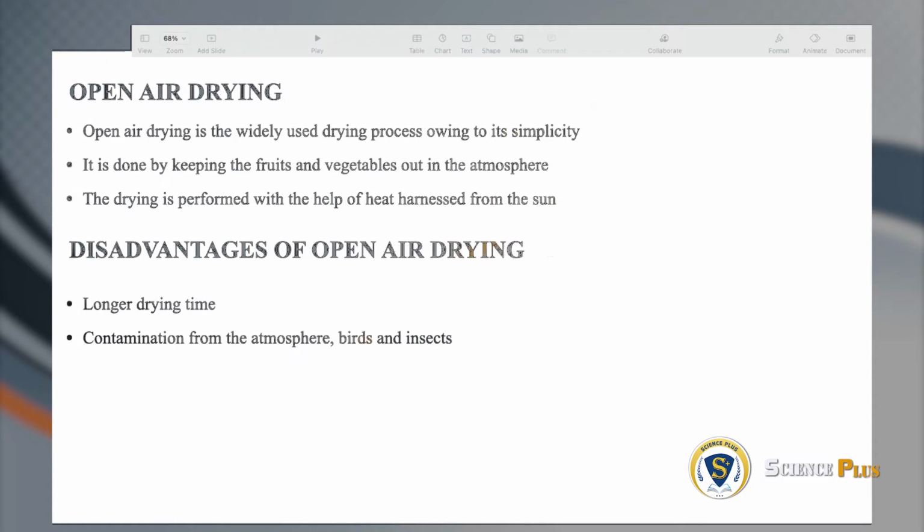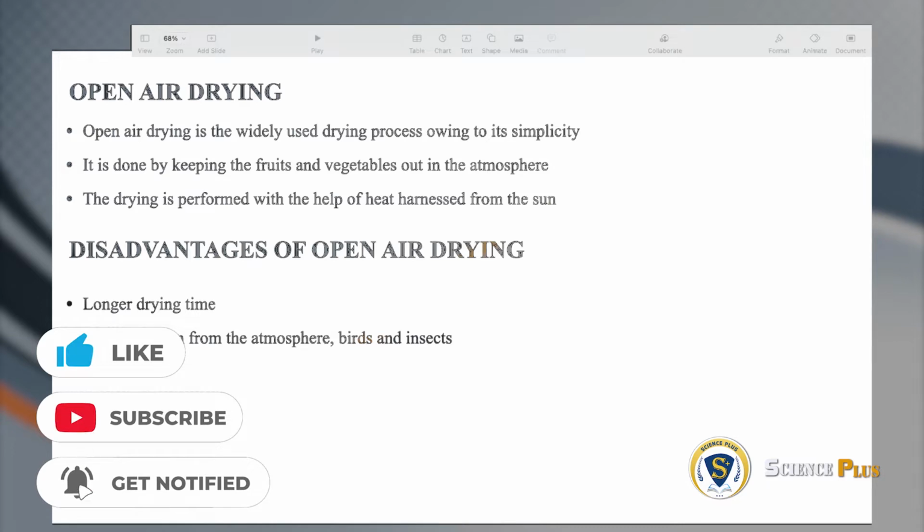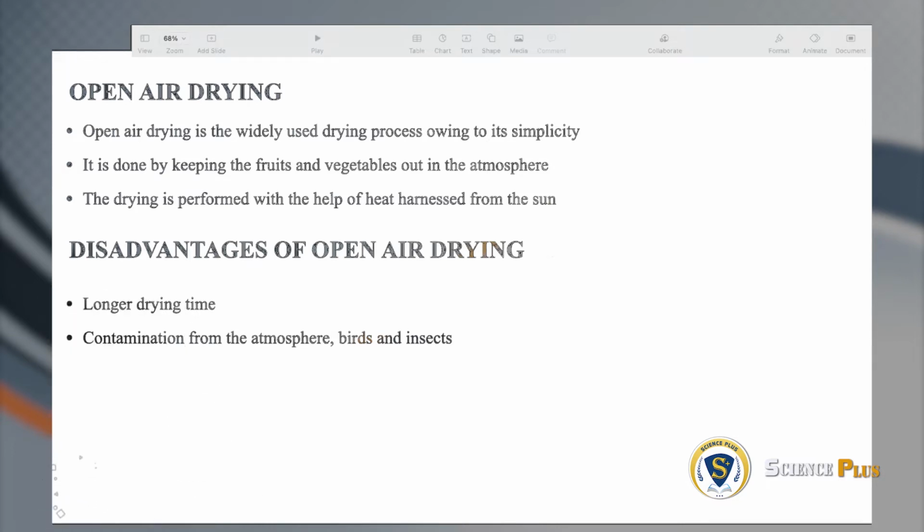I do not intend to go into details about all of these drying methods, so let me briefly talk about the open air drying process, which is also known as the direct solar drying process. It is one of the widely used methods owing to its simplicity. In this method, the drying is performed with the help of the heat harnessed from the sun. It usually requires large areas, open spaces, and often results in long drying times. One of the major disadvantages of this method is the contamination of the product from birds and insects when you keep it in the atmosphere.